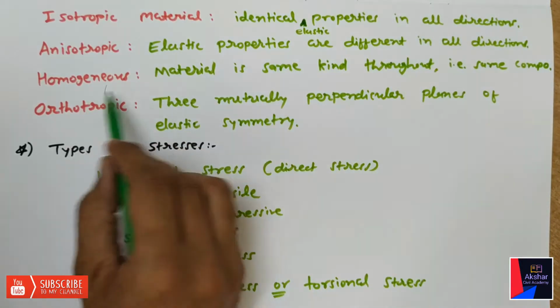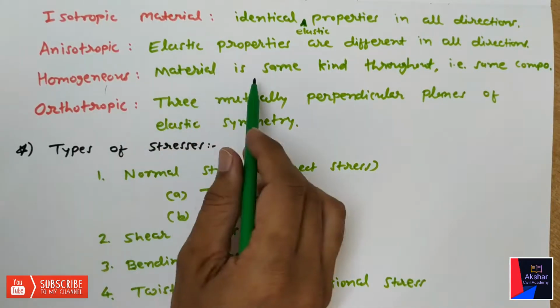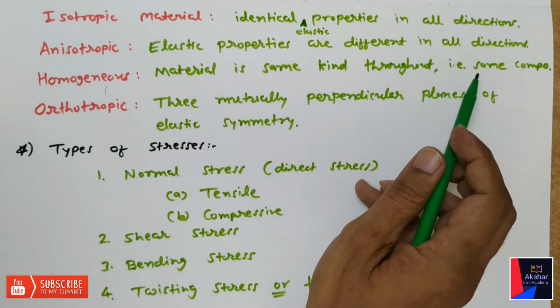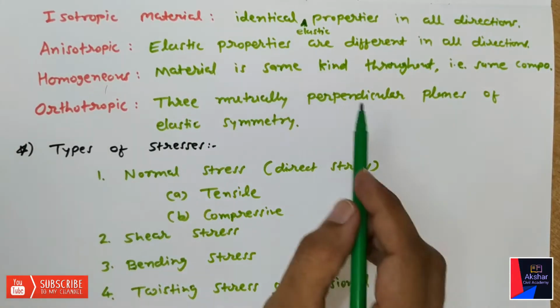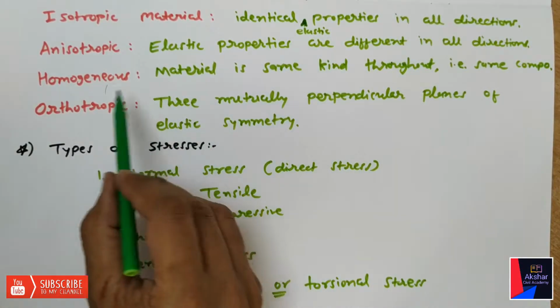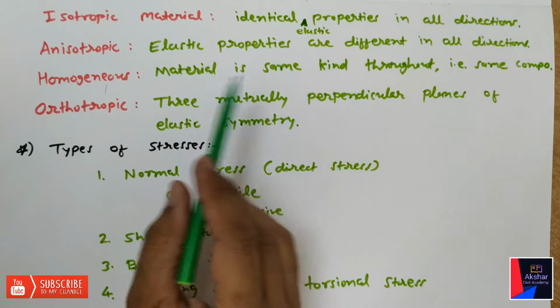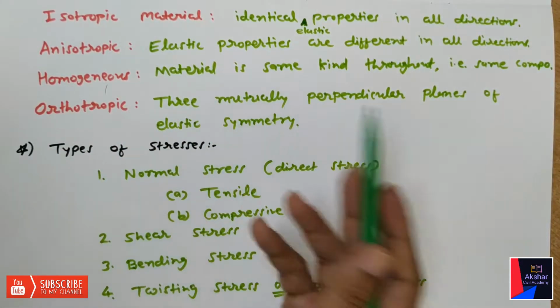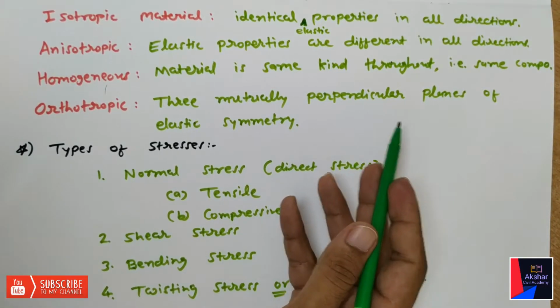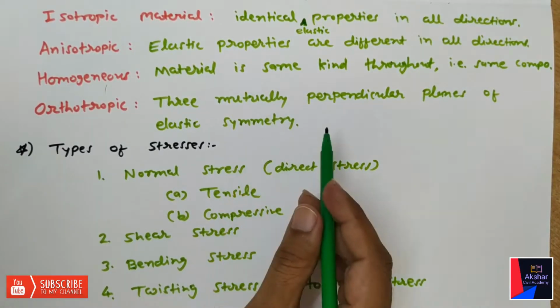Homogeneous material means the material is the same kind throughout, the same composition throughout the length, the width, and the whole volume. Then it is called homogeneous material. And orthotropic material has three mutually perpendicular planes of elastic symmetry, x, y, z.